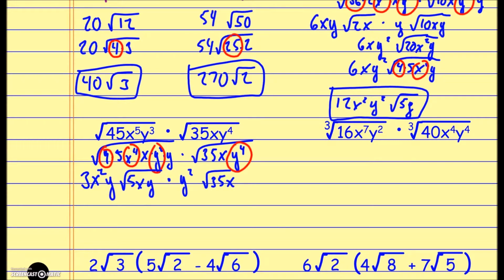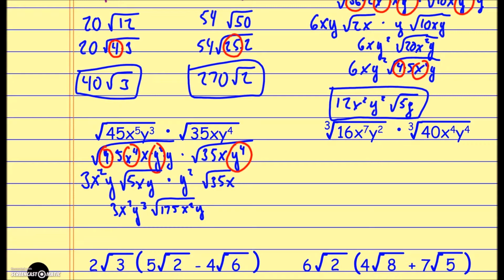So I'm going to multiply what's on the outside by what's on the outside. That's going to give me 3x squared y to the third. Underneath, I get the square root of... this is going to give me what looks like a 175 and an x squared y.